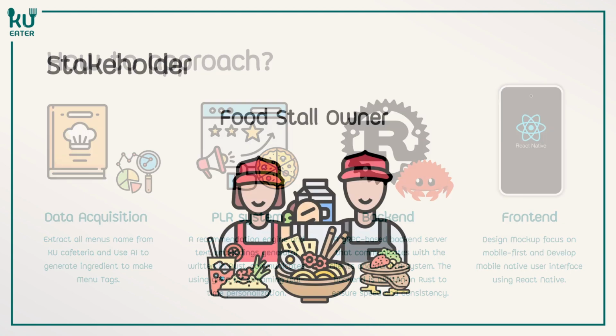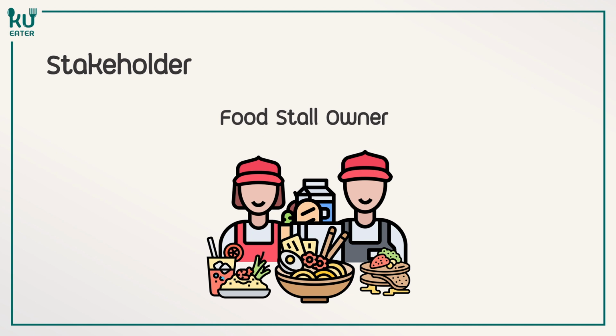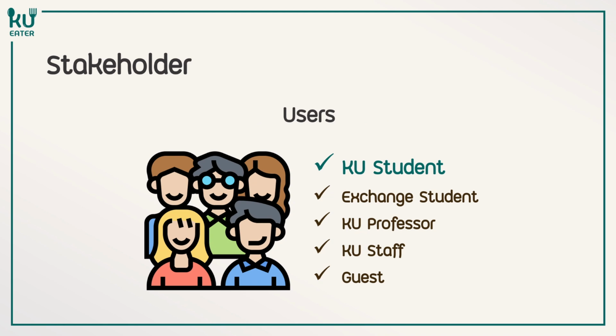And here are the stakeholders that we want to talk about: food stall owners, who can come in and participate in our application to have their storefront on our app. And the users are most likely going to be someone associated with KU, like students or professors, but we want our primary target to be KU students.